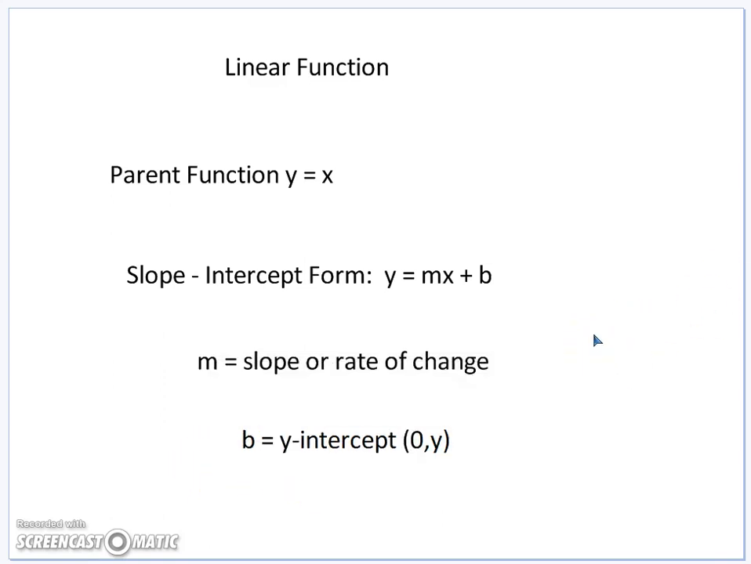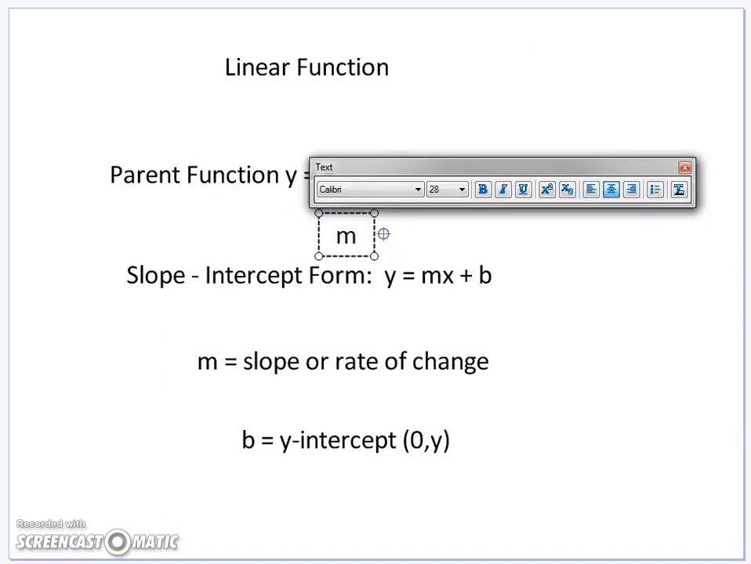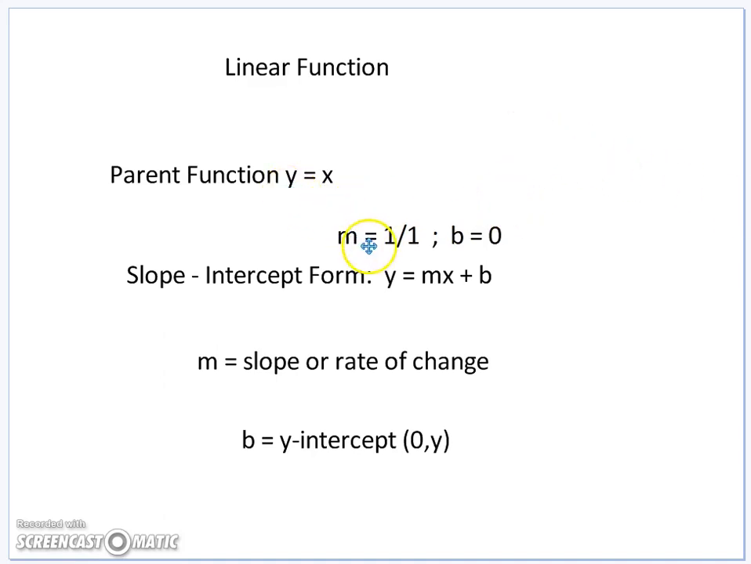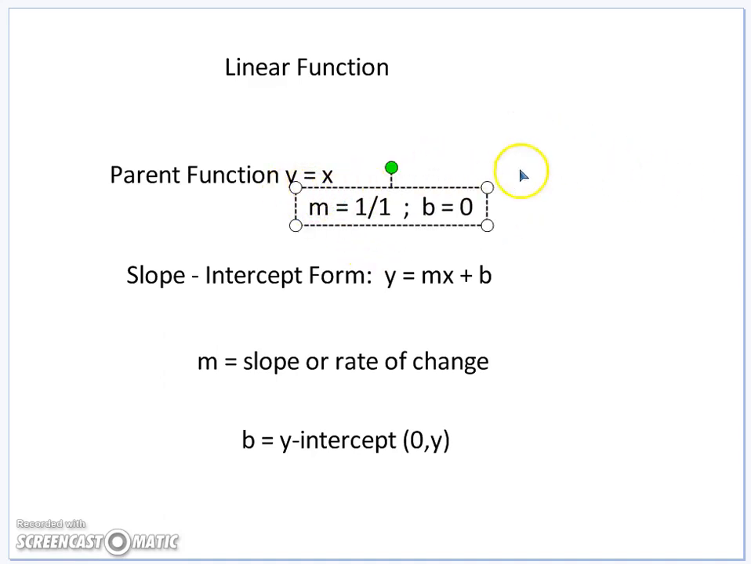Basically what we're saying here is that all graphs can start from the original parent function y equals x. For y equals x, we would say that the slope, our m value, is going to equal 1 over 1. You know that because the coefficient for x is 1 when it's not written. And our b value is equal to 0, meaning our y-intercept is 0 for this parent function, y equals x.